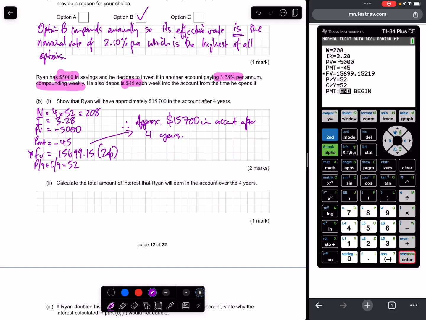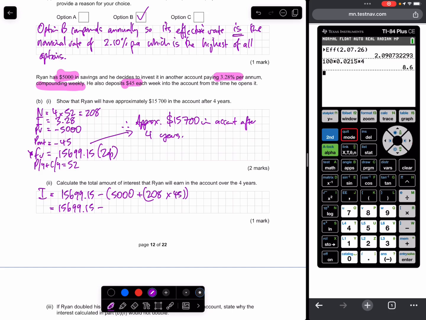Calculate the amount of interest earned in the account over the 4 years. Well, the interest of an investment is equal to what it grew to, $15,699.15, minus all the money that was put in. So he put in $5,000 and 208 payments of $45. It's going to be 15,699.15 minus 208 times 45 plus 5,000.